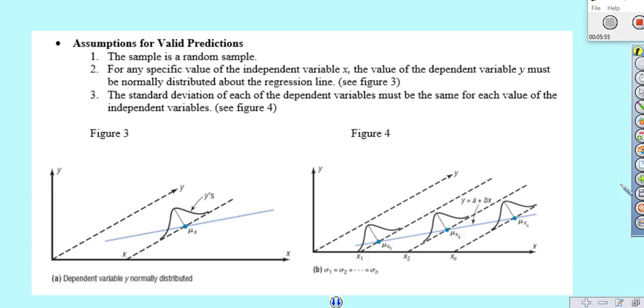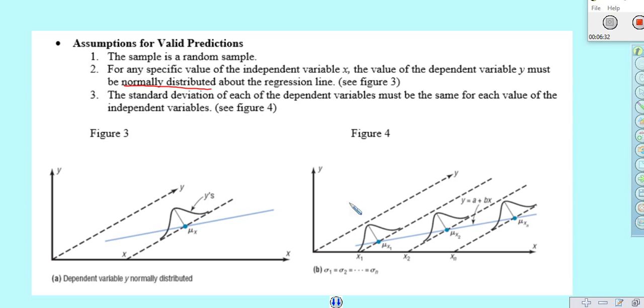Alright, so we move on to the assumptions, and this is really just vocabulary. This is understanding what you're doing in the study. There's no necessarily application here that you need to worry about. This is kind of like the foundations of where it builds from. So our assumptions, if we're gonna make predictions: our information has to come from a random sample. We've already talked about that. For any specific value of the independent variable x, the value of the dependent variable y must be normally distributed about the regression line.